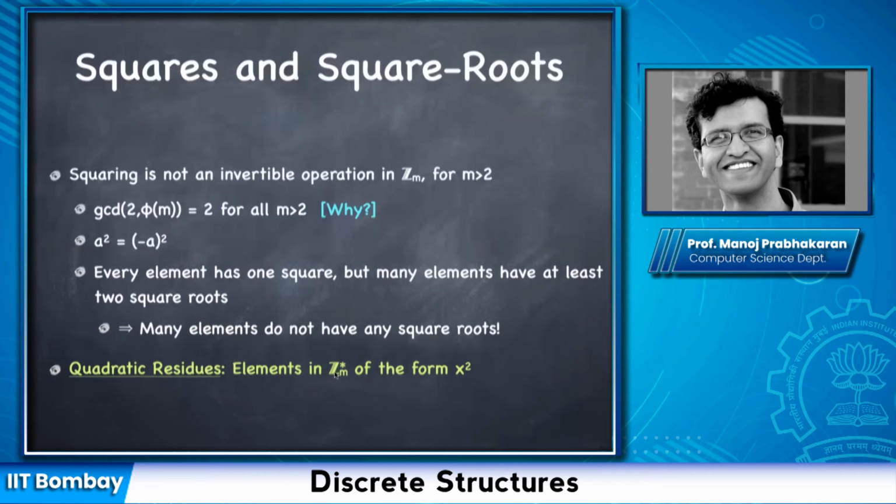So say we are working modulo m, we could talk about quadratic residues in Zm or Zm star. As we'll see, we'll talk more about quadratic residues in Zm star. I've defined it that way here, but you could define it for Zm as well: elements which are of the form x squared.